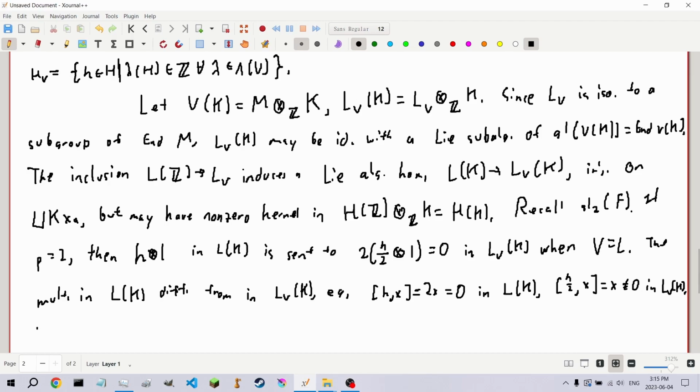Now, when we're in characteristic not 2, also known as a well-behaved characteristic, this map from LK to LVK is an isomorphism. This is an isomorphism for either choice of weight lattice. And that's an exercise you can try to work through yourself.